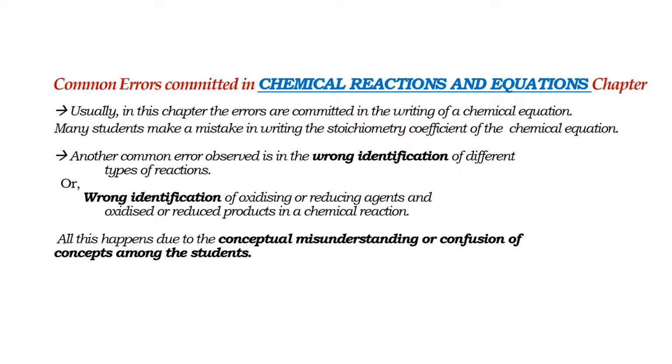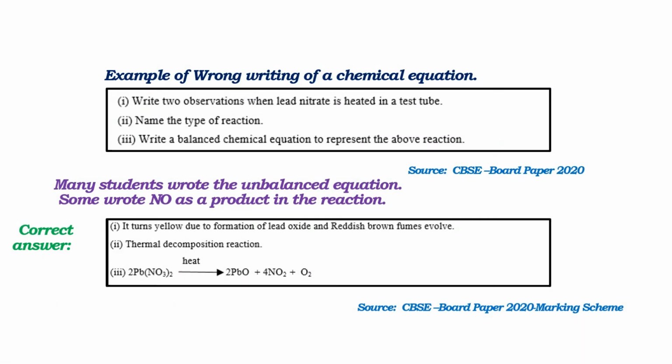Another common error observed is the wrong identification of different types of reactions, or wrong identification of oxidizing or reducing agents and oxidized and reduced products in a chemical reaction. All this happens due to conceptual misunderstanding or confusion of concepts among the students. Example of wrong writing of chemical equation.